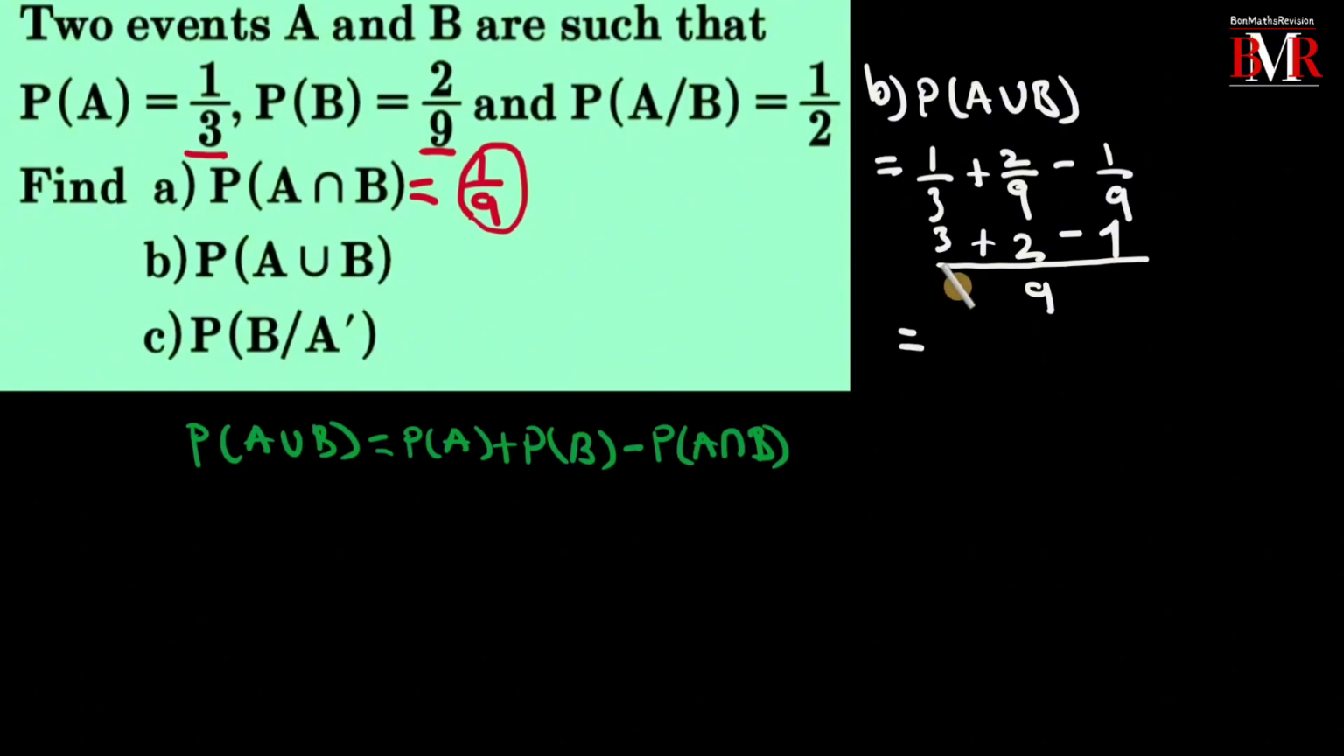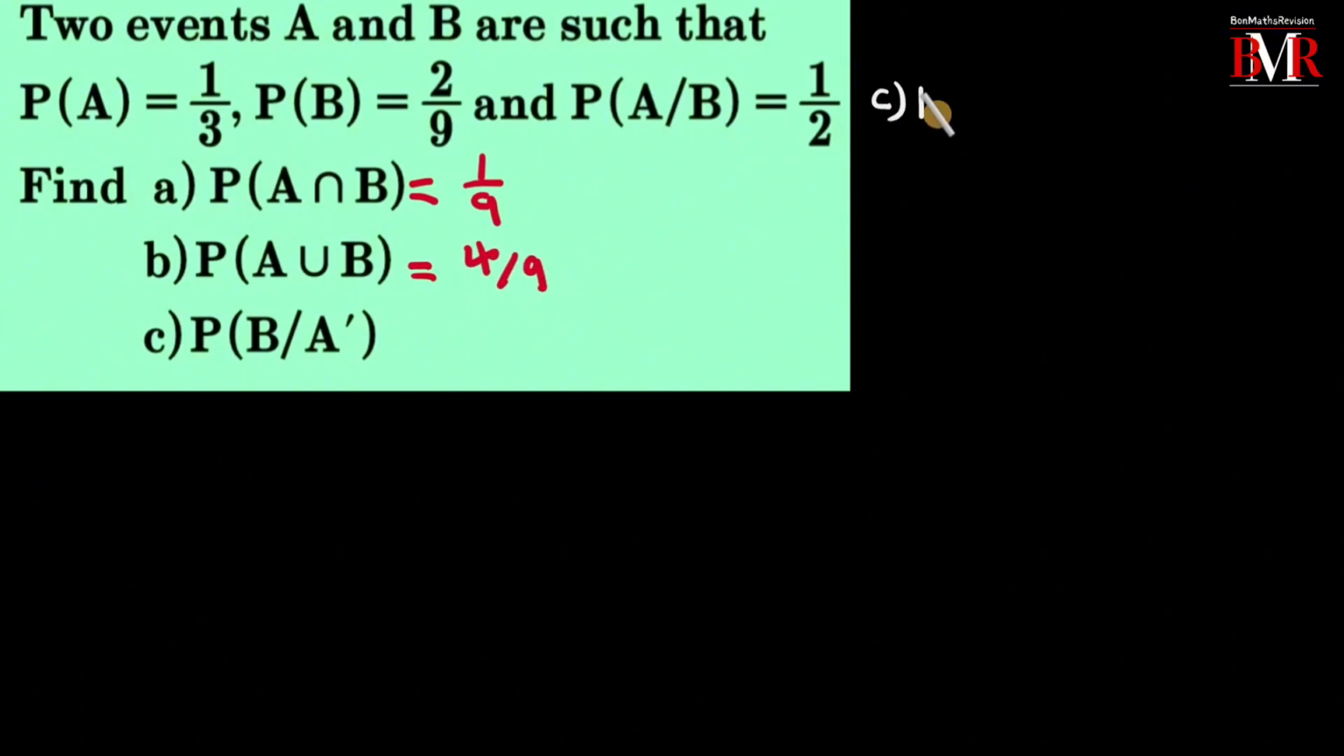So I'll have 3 plus 2 is 5. 5 minus 1 is 4. That is 4 over 9. That means the probability of A union B is 4 over 9. So I have 4 over 9 here. C, find the probability of B given A prime.